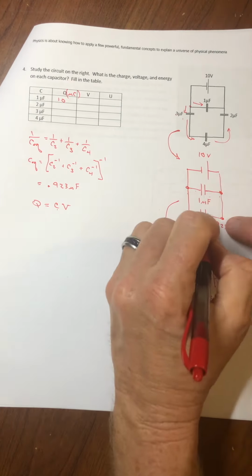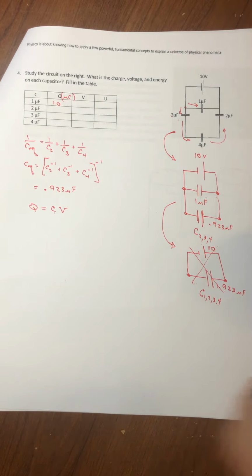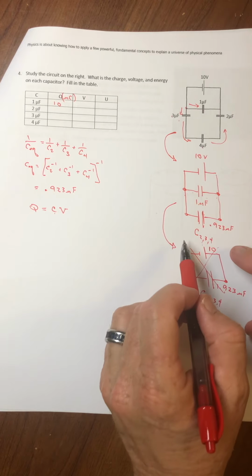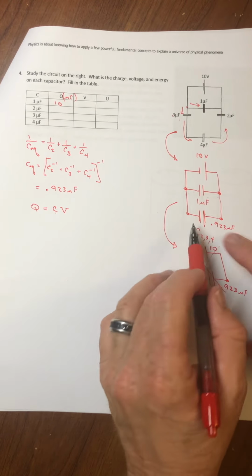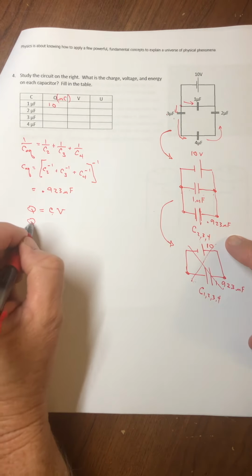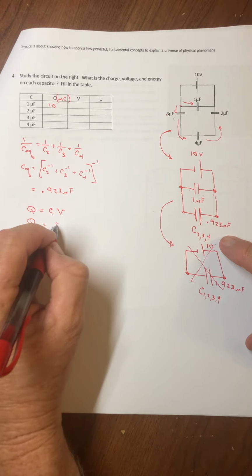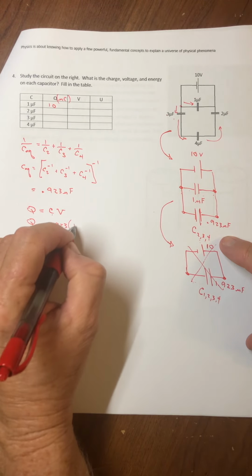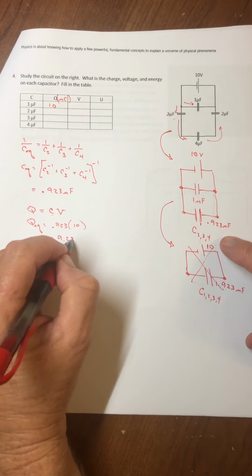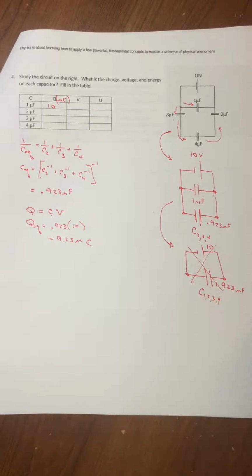And again, looking at the equivalent one, not needing to go all the way down to here, I would do the same thing and say, well, how much charge is on this equivalent one? And again, it would be 10 times the capacitance. So maybe I'll put charge on this equivalent one, because it would be the 0.923 times 10 volts, which of course comes out to be 9.23 microcoulombs.